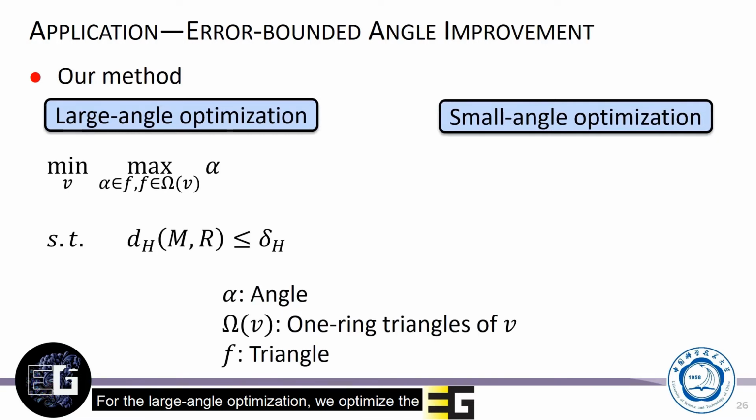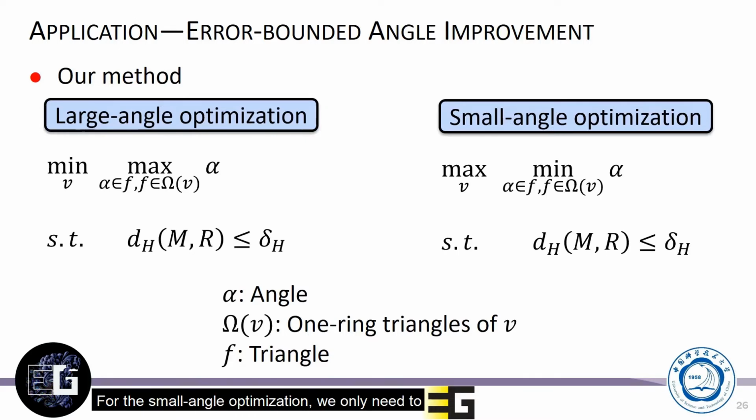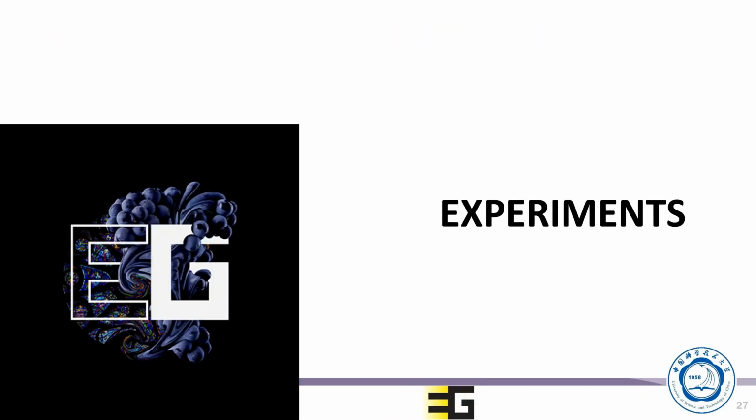For the large angle optimization, we optimize the position of the vertex by minimizing the maximum angle of its neighboring triangles. For the small angle optimization, we only need to change the objective function to be the minimum angle among neighbor triangles of the vertex to be optimized.